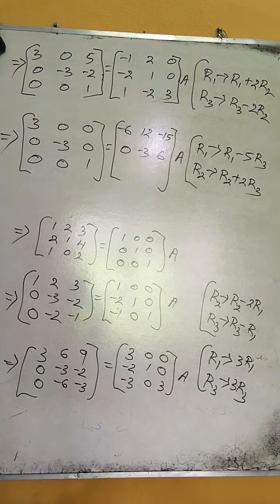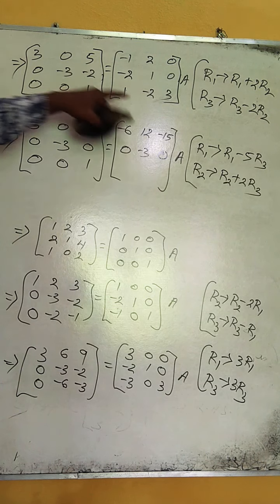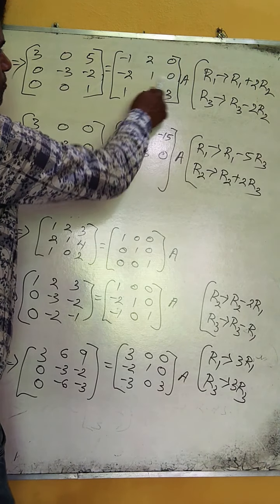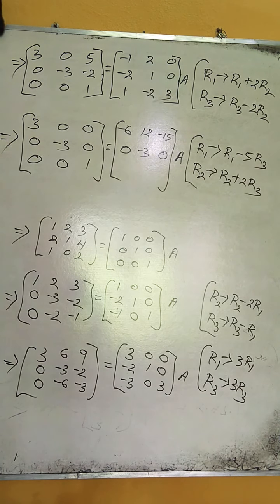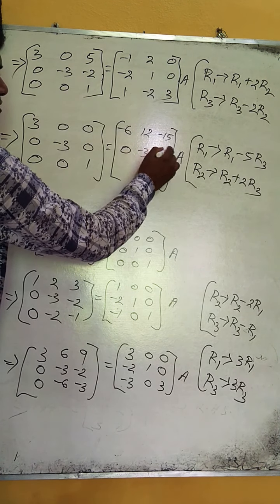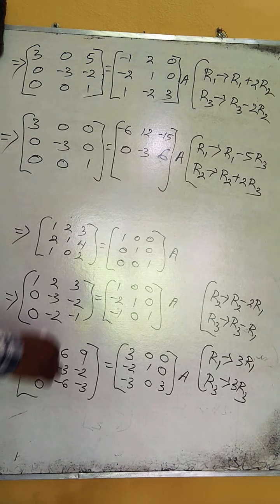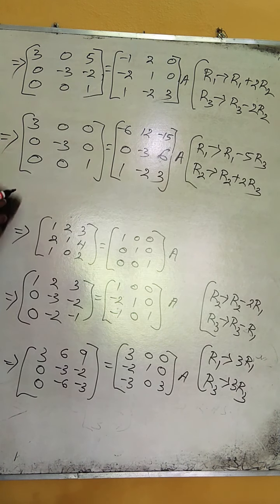Sorry, 0 minus 3, 0. R2 plus 2R3: R2 becomes 0 plus 6, 6, here 6. That equals 1 minus 2 3. Okay.